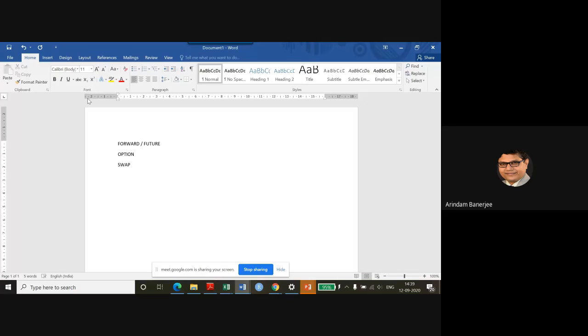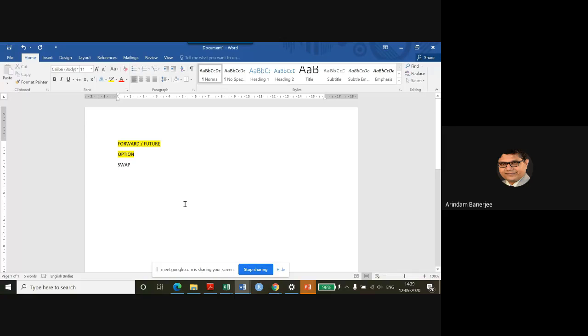Now, our discussion will mostly hover around this option contract. But to begin with, we will also discuss a little bit about these two contracts, that is, what is a forward and what is a future.